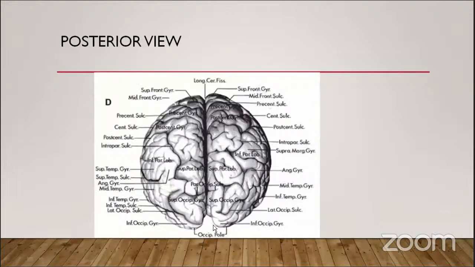This is the posterior view of the same picture. In this, the occipital pole can be appreciated and a large part of the occipital lobe can be appreciated. Within this picture, again, you can appreciate the parieto-occipital sulcus, which actually separates the parietal lobe anteriorly from the occipital lobe posteriorly.